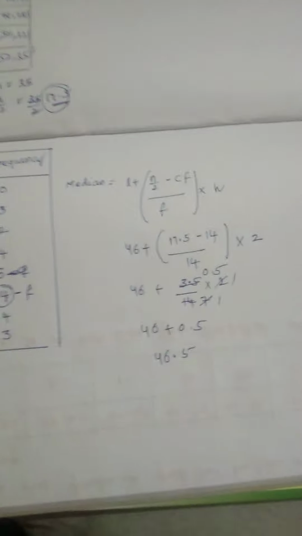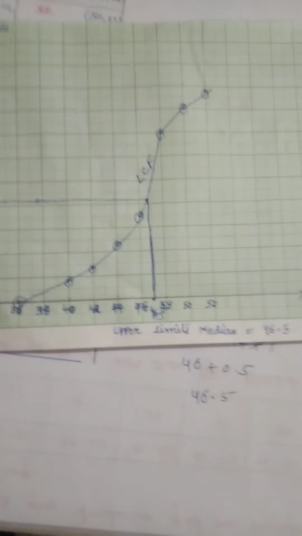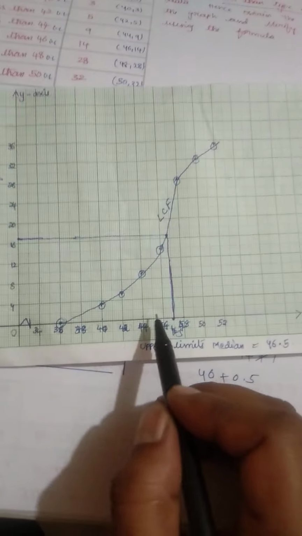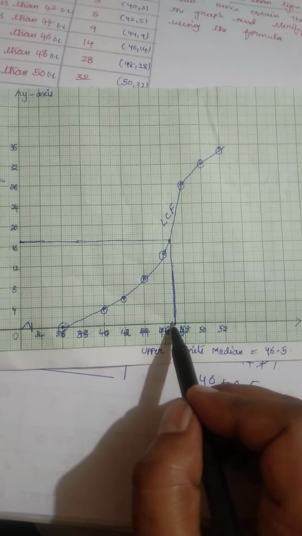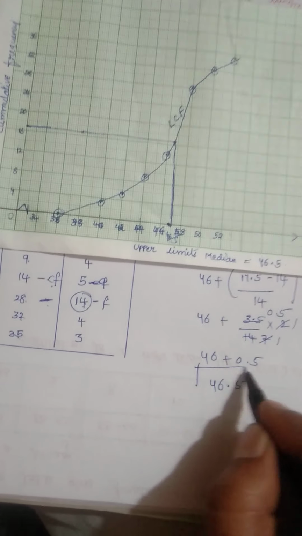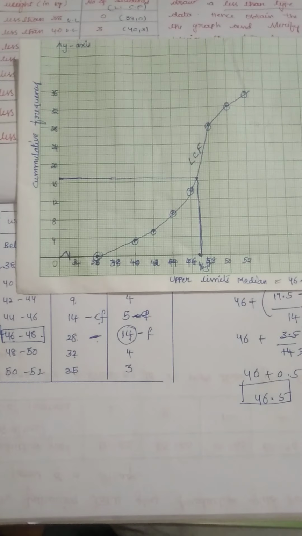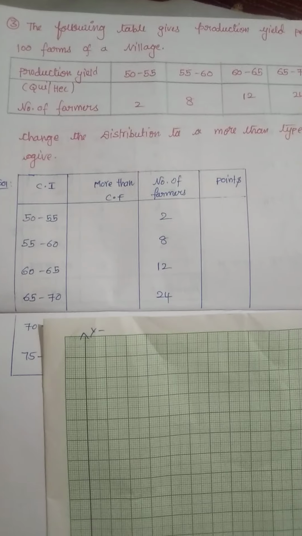So what we got as the median? Median we got 46.5. As we have done in our graph also, if you observe, in the graph also we got the median which intersects the x-axis at 46.5, right? By using the formula also we got 46.5. So in this way we can find the median from the graph as well.